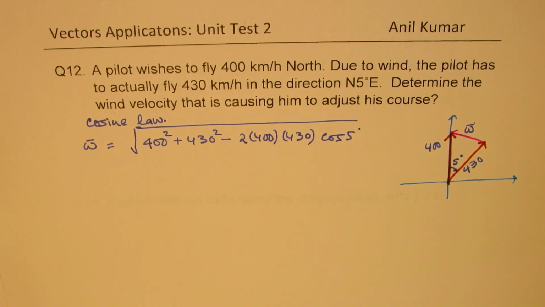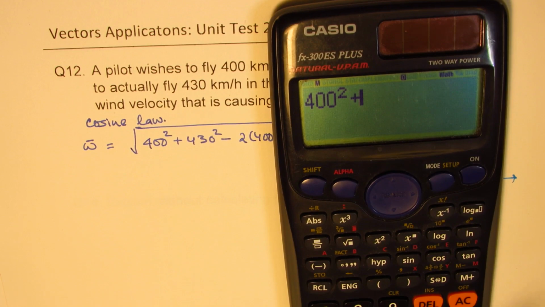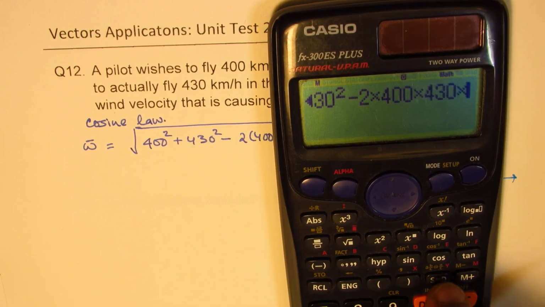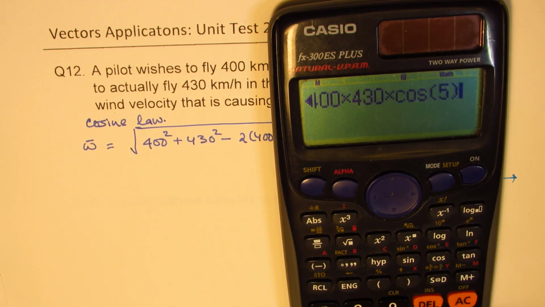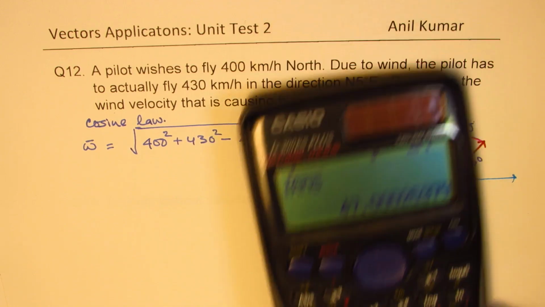So let's find the magnitude first. We have 400 square plus 430 square minus 2 times 400 times 430 times cos of 5 degrees. We get this as equal to some number, and we'll take the square root of this number. 47.